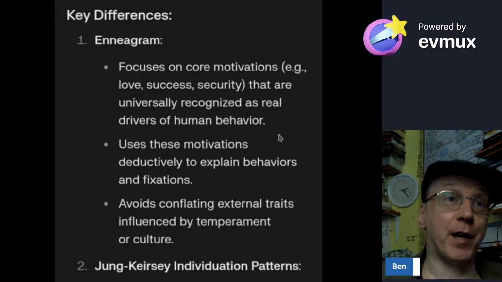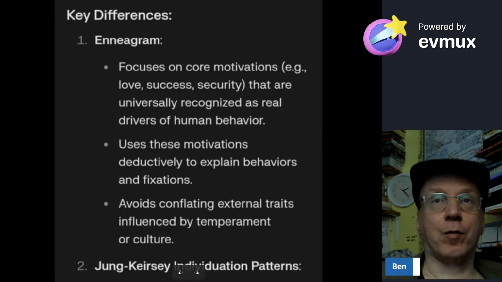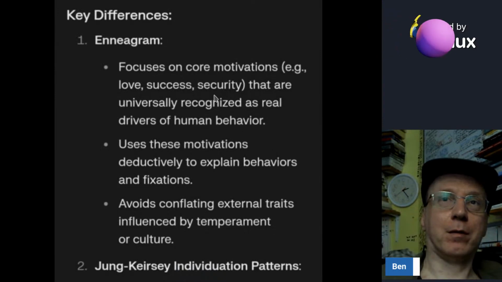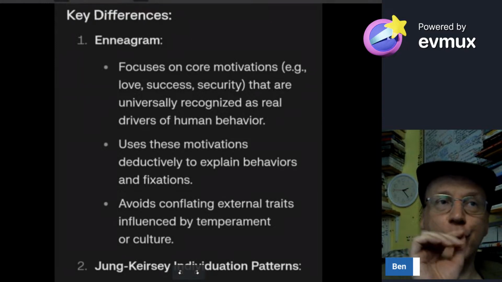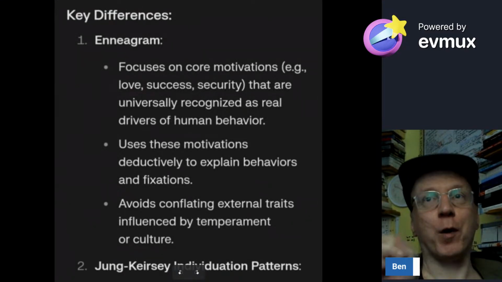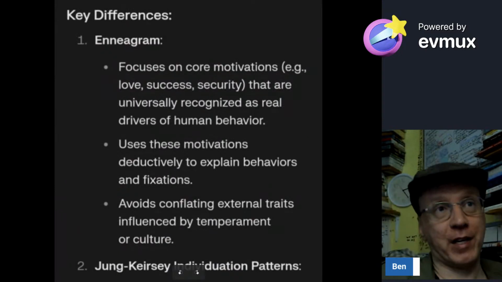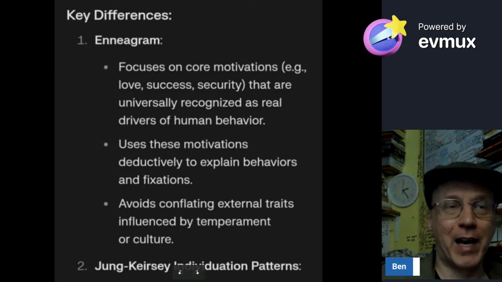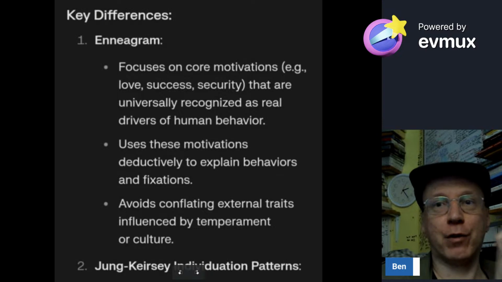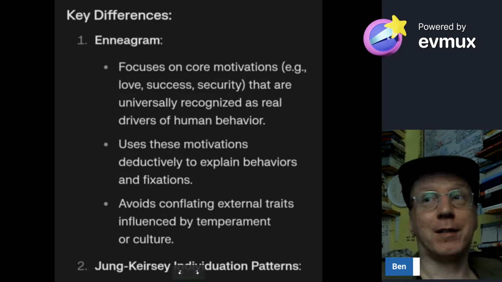Oh, we have 9. We need to think of a 9th. Right. So here we go. Core motivations. Uses these motives deductively to explain behaviors and fixations. Avoids conflating external traits influenced by temperament and culture. So you can think, okay, if someone wants security, what then would someone do? If someone wants success, what would then someone do? You can deduct from it. And then, especially if you talk about the fixation, rather than someone being, say, an Enneagram 6, but someone with that fixation, then you are saying, well, this fixation leads to this, rather than saying that someone is it. And it's actually healthier to view it that way, because somebody should not define him or herself by a fixation. Right.